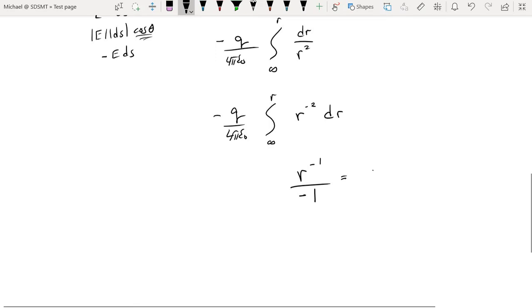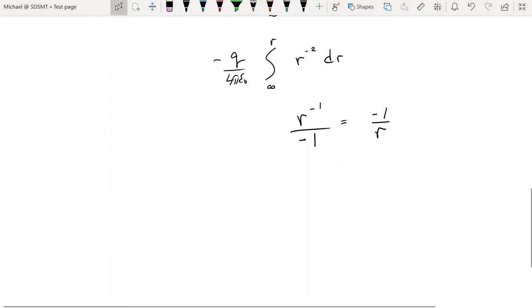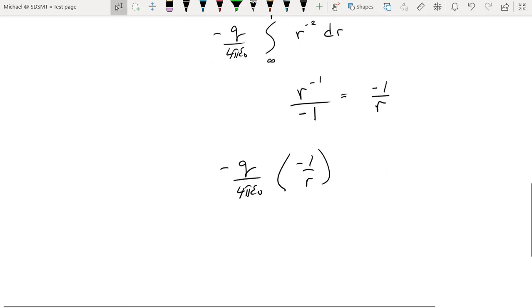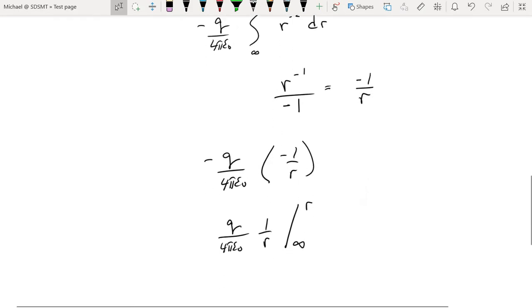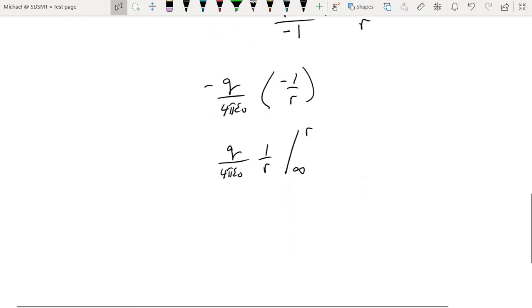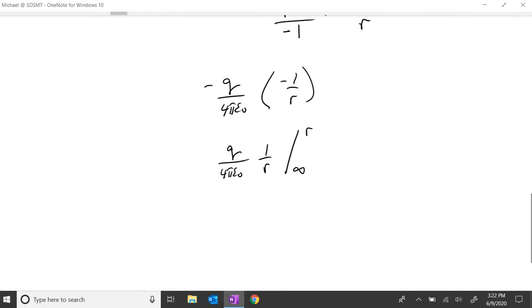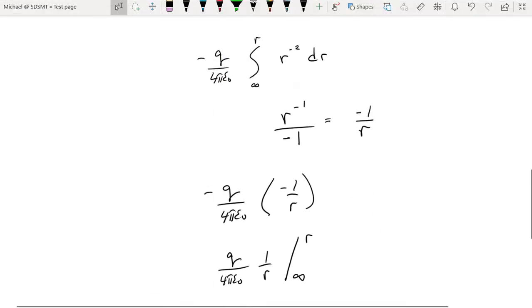And if we rewrite this, that's going to turn this into a minus 1 over r, which, once we pair that with what we have out front, is yet another minus sign. So we could cancel those out, and we have Q over 4 pi epsilon naught, 1 over R, and we have our limits. I think this is actually going to work. I think I managed to keep track of all my minus signs. So here we go.